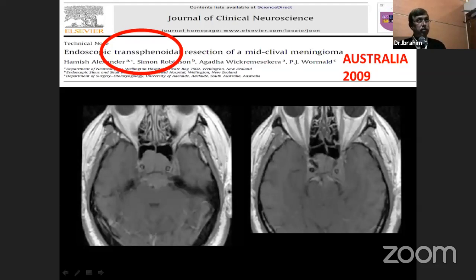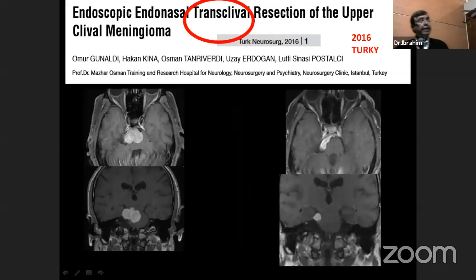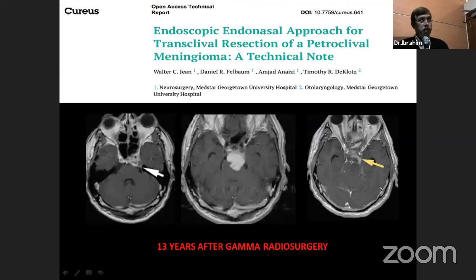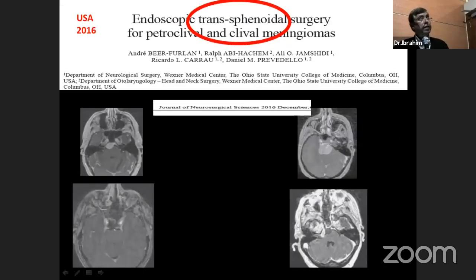Again, midclival meningioma, not removed completely, but it is an attempt, because this is how science is progressing. If we just let things be as in the past, we will not progress. This is how to push the envelope, by discovering new methods. Again, clival meningioma by endoscope, still they have left some piece, but that's okay. In the future, they will succeed. Again here, leaving some. So different approaches using the endoscope for these tumors.